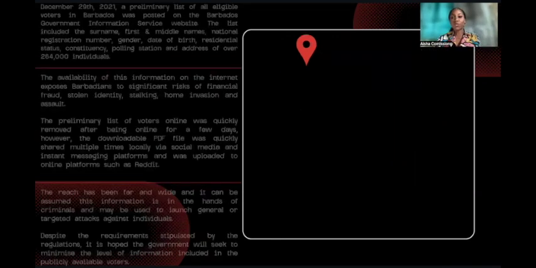Now, we don't have to look too far from our backyards for an example, not of a cybersecurity breach per se, but of increased concern as it pertains to data protection and privacy concerns. On December 29, 2021, a preliminary list of all eligible voters in Barbados was posted on the Barbados Government Information Service website. The list included people's surnames, first and middle names, national registration numbers, gender, date of birth, residential status, constituency, their polling station, and address of over 264,000 individuals.